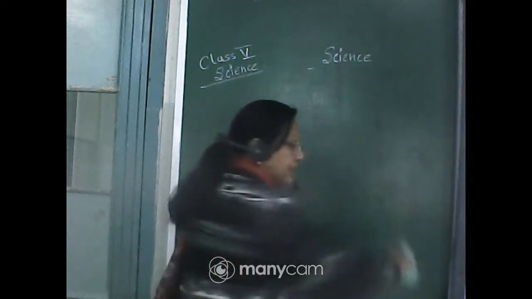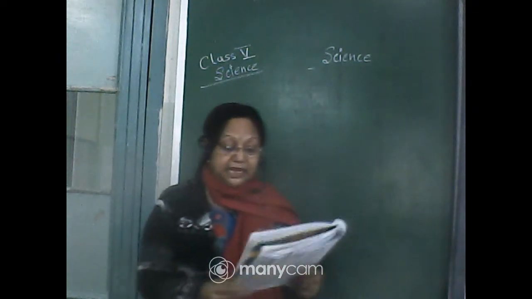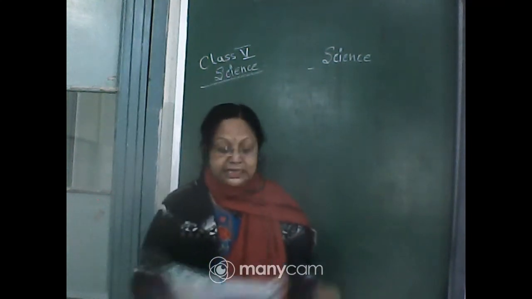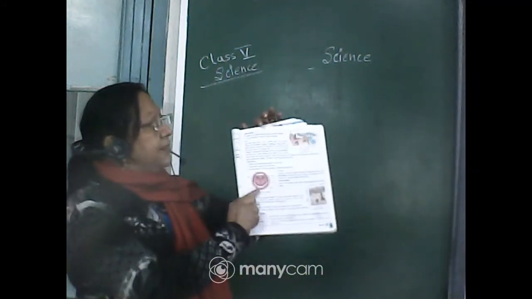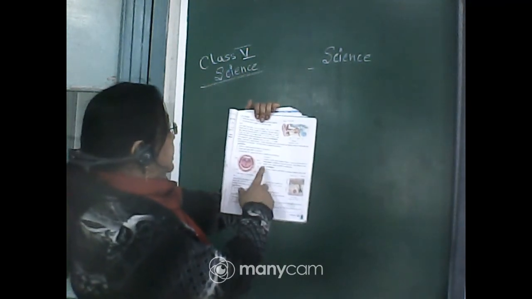Now the last portion is about the tongue. The tongue is the sense organ of taste. Here also the portions of the tongue are given very clearly. It is for the bitter, this is for the sour.